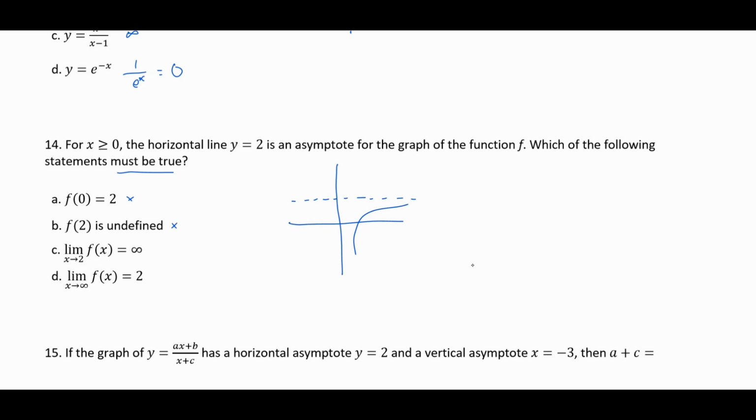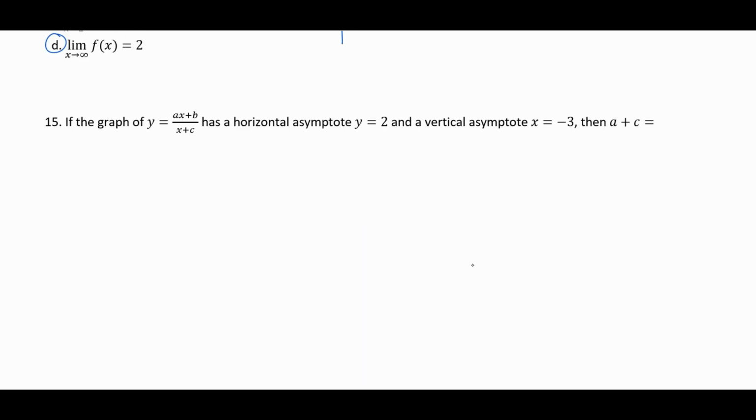The limit of f of x as x approaches 2 is infinity. Well, be careful with this one because this looks right, but really what this is saying is at x equal to 2, it's going up to infinity. And that's not what we're saying. We want a horizontal line y equal to 2. But this one is correct. The limit as x approaches infinity of f of x is going to 2. That's the one we're looking for. 14's answer is D.